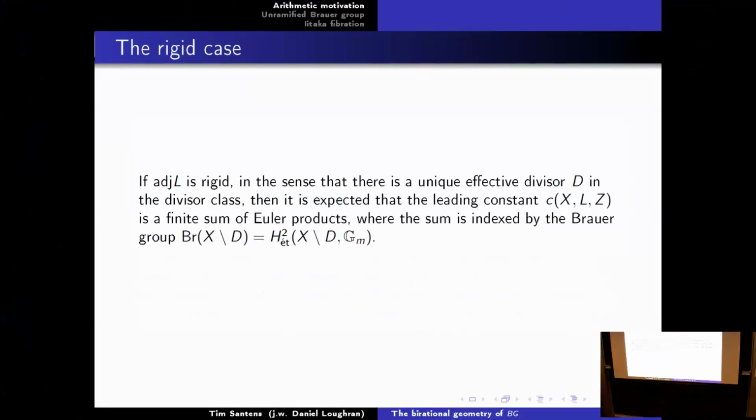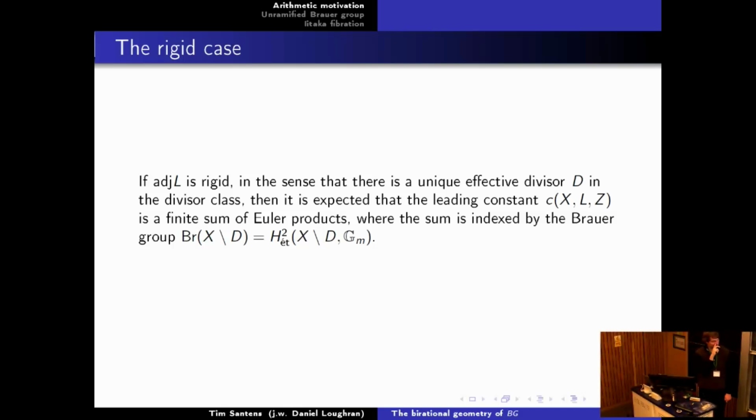Okay. Now let me talk about the leading constant. There you really have to consider two cases. The first case is when L is adjoint rigid, in other words, when the adjoint divisor is rigid. This means that there is a unique effective divisor D in the divisor class adj(L). In this case, we expect that the leading constant is a finite sum of Euler products. It's sometimes written in a slightly different way, but equivalently a finite sum of Euler products. And the terms in this sum are indexed by the Brauer group.